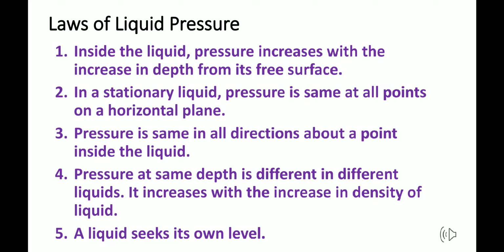Number two: in a stationary liquid, pressure is the same at all points on a horizontal plane. That means we are talking about lateral pressure. Lateral pressure is the same at all points in a stationary liquid, which is not flowing. That is, lateral pressure is equal. Third point: pressure is the same in all directions about a point inside the liquid. So the pressure which a single molecule inside applies in all directions is the same in the liquid.